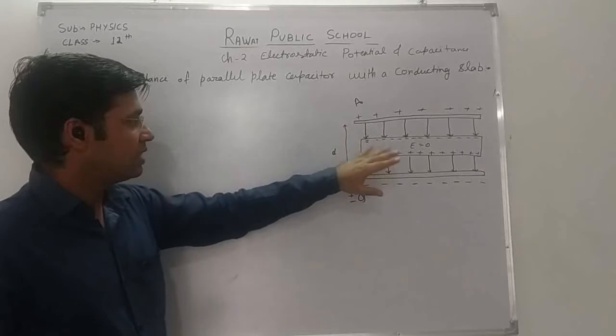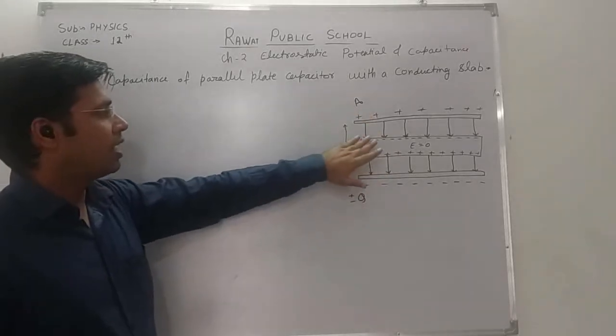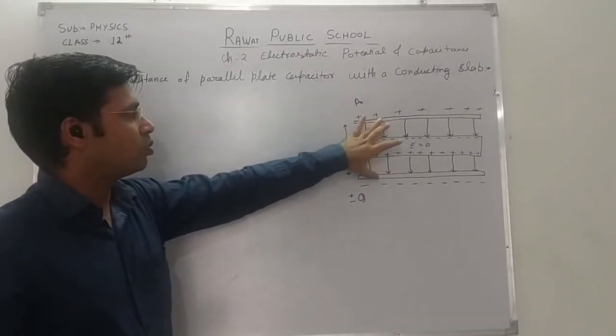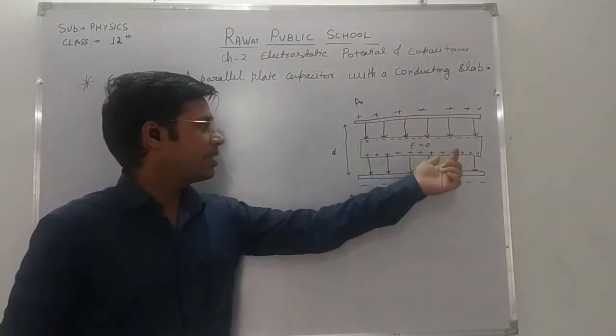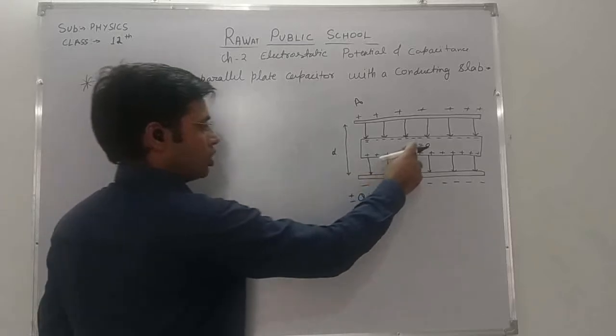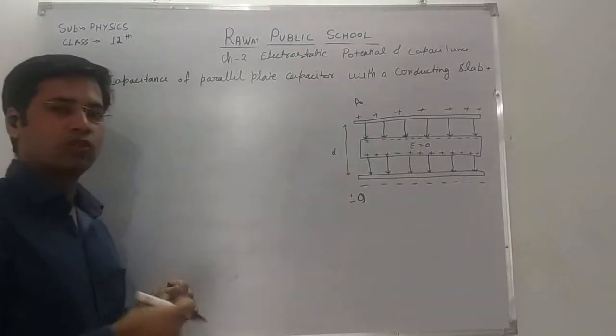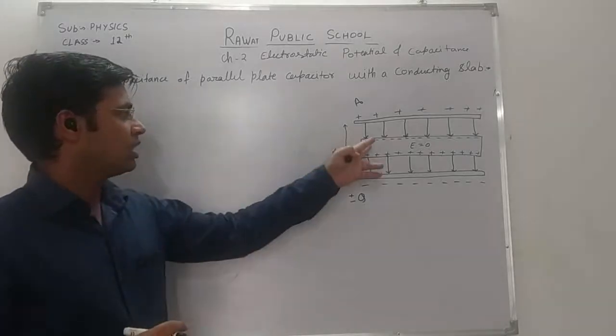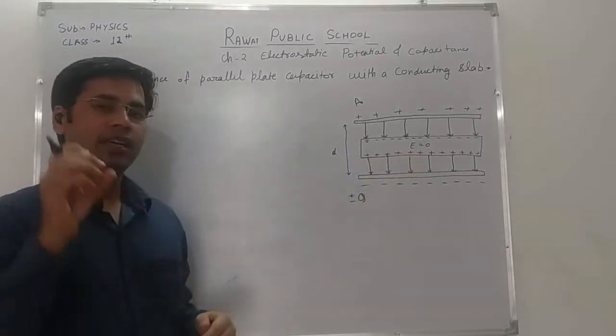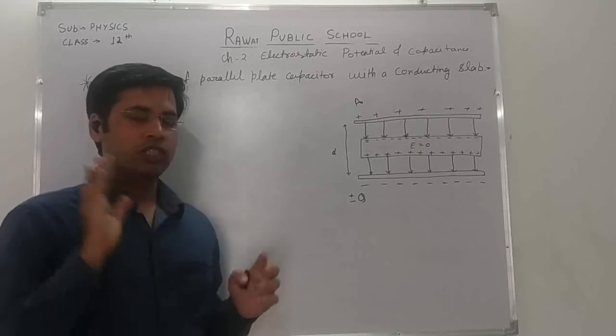Because of these charges, an electric field develops inside the vacuum space in this capacitor, and inside that conducting plate the electric field is zero because free electrons will reduce the electric field to zero. They will produce a field inside that conducting slab and the electric field will reduce to zero.